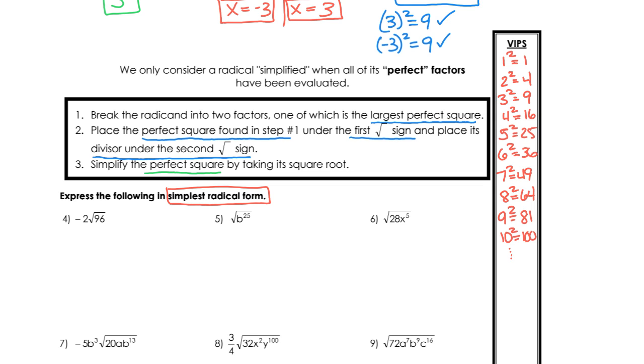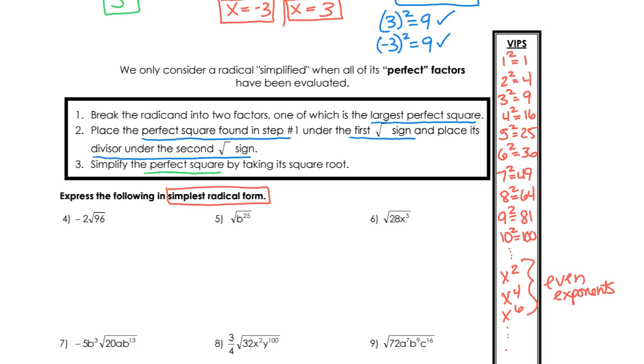Remember that any variable that has an even exponent is also considered perfect. So for instance, x squared is perfect, x to the 4th is perfect, x to the 6th is perfect. And remember, they don't have to use x. They could use y, they could use z, they could use b, they could use a, all right? But remember that any even exponents, okay, are considered perfect squares. Okay? All right, so here we go.